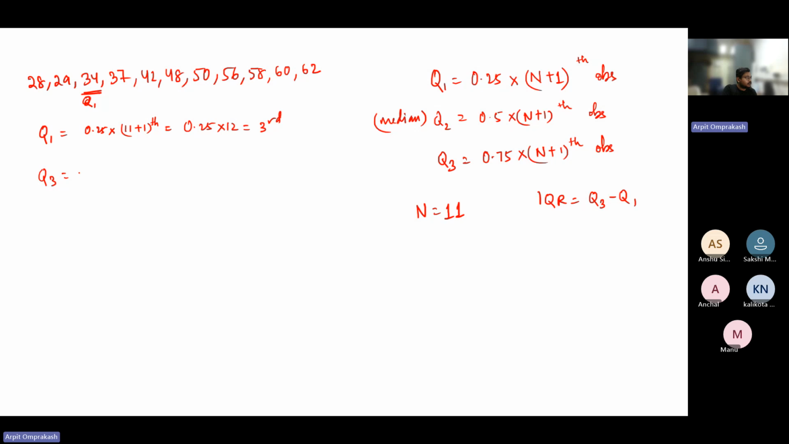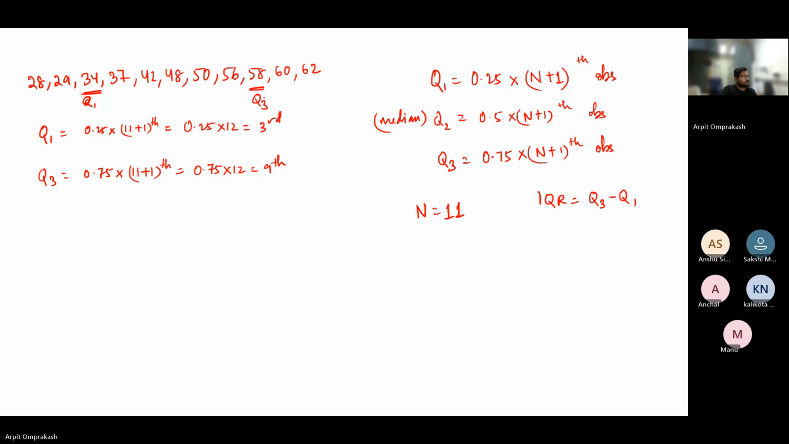Q3 is basically 0.75 into (11 plus 1) observation. So 0.75 into 12, which is the 9th observation. 1, 2, 3, 4, 5, 6, 7, 8, 9. So 58 is our Q3.